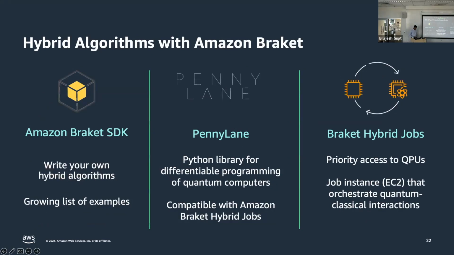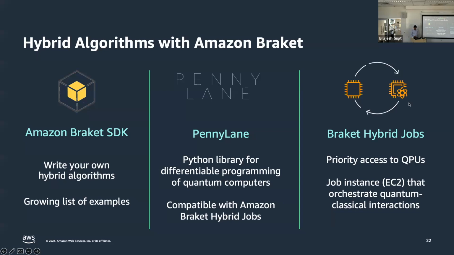So for hybrid algorithms with Amazon Braket, you can write your own hybrid algorithms. There's a growing list of examples that you can see on the Amazon Braket SDK's documentation and webpage as well. Then there is PennyLane. PennyLane is, I think, the torchbearer in terms of quantum machine learning and hybrid algorithms. So you can use PennyLane directly on Amazon Braket to run hybrid jobs. And then there is Braket Hybrid Jobs.